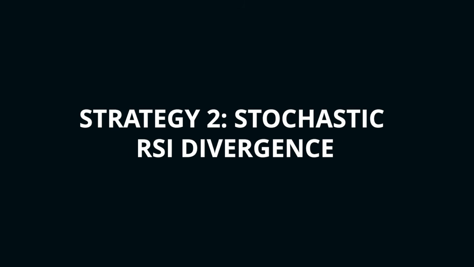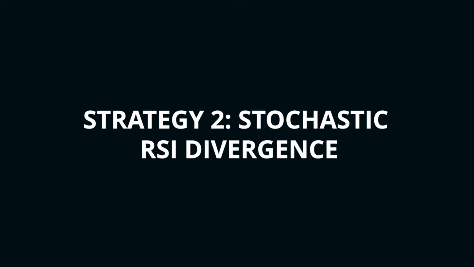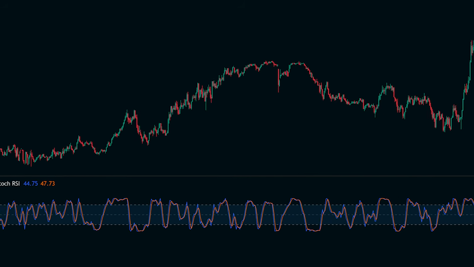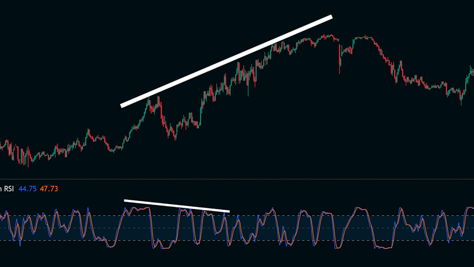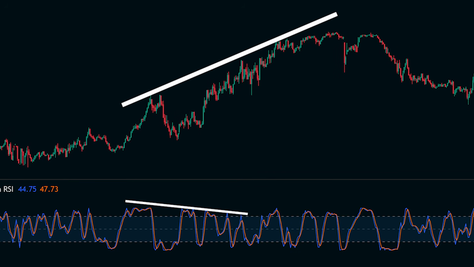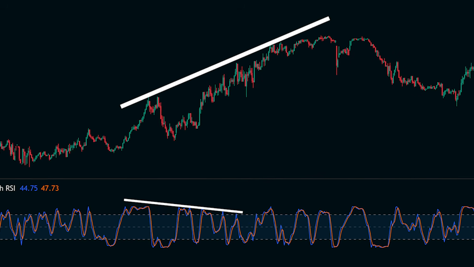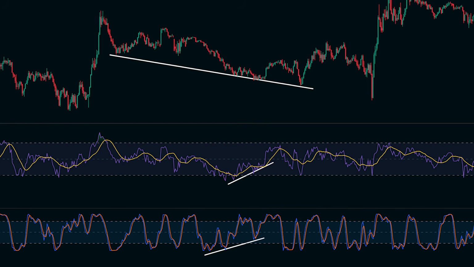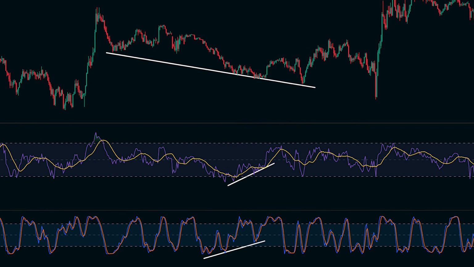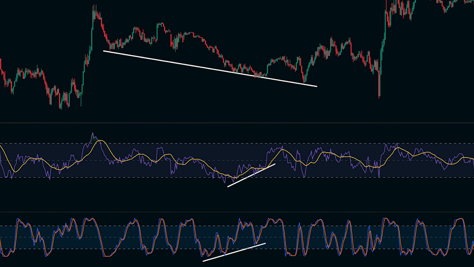Strategy number 2 is stochastic RSI divergence. The core idea is this: when price makes a new extreme, a new low or a new high, but stochastic RSI does not confirm it, the momentum behind that move is weakening. A reversal is likely. This is called divergence, and stochastic RSI detects it earlier and more clearly than standard RSI because it is more sensitive to shifts in momentum.